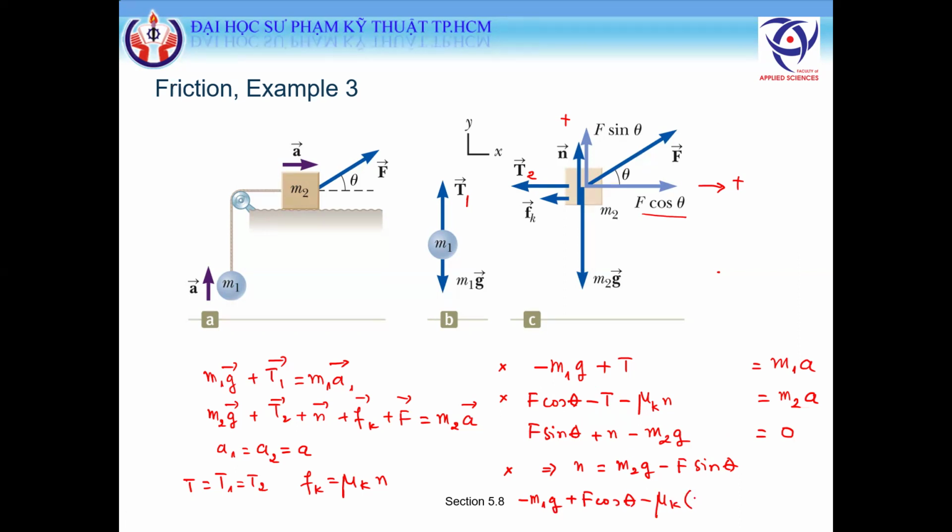right, M2 g minus F sine theta. This is for the left side of the equation, this side. Equal to the right side, which will be M1 plus M2 times A. Then you can get the acceleration A.